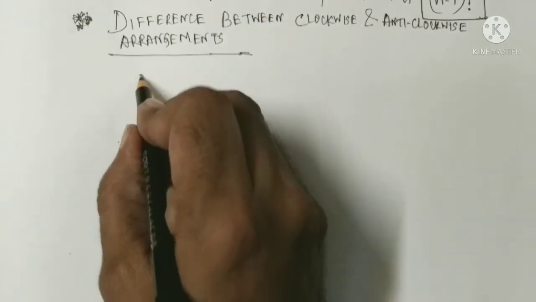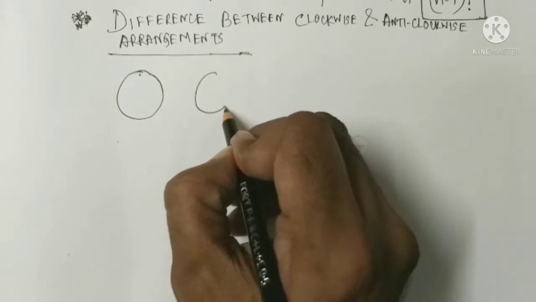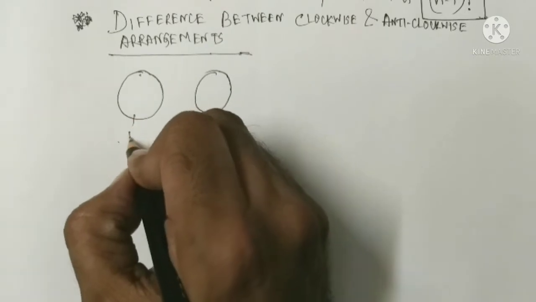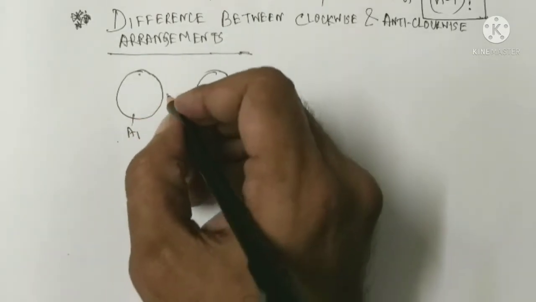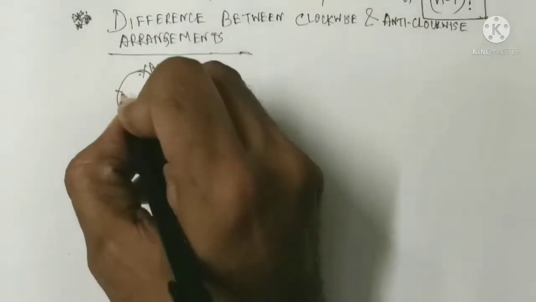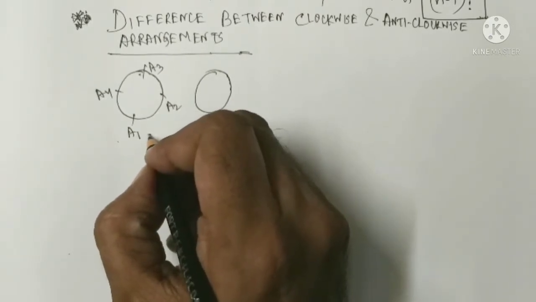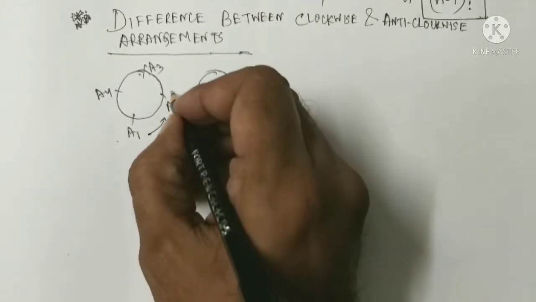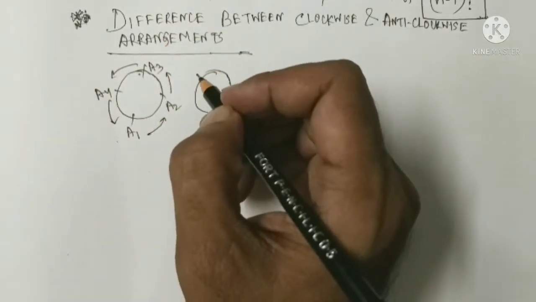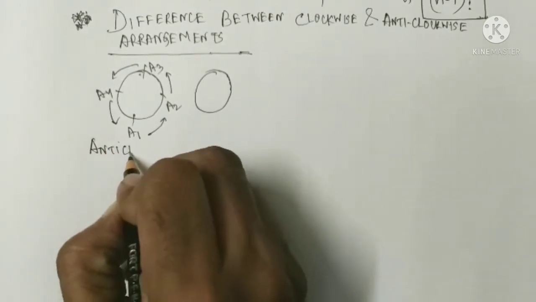Suppose this one and this one, A1, A2, A3, A4. Here we move from A1 to A2, A2 to A3, A3 to A4, and again A4 to A1. This is anti-clockwise.